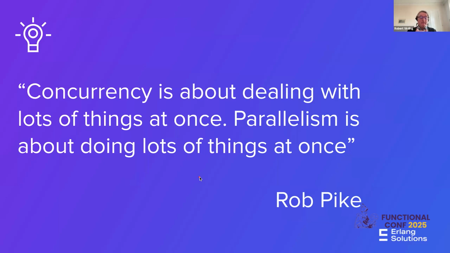Or the other way around, the mixing. So what we see here, this is not just our view, Rob Pike: concurrency is about dealing with lots of things at once, and parallelism is about doing lots of things at once. So you can have a concurrent system where you're running 100,000 different things at the same time, but you might only be running on 10 processes.